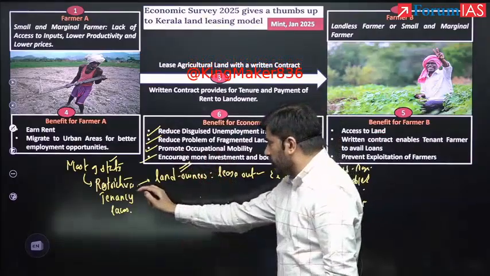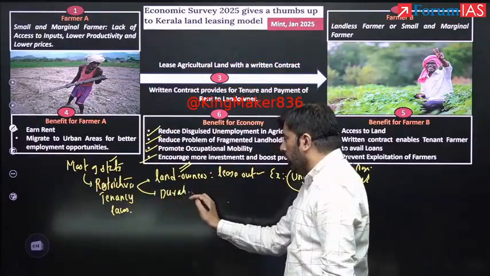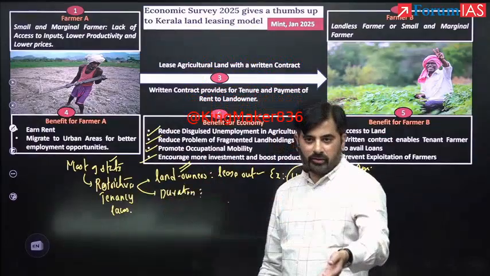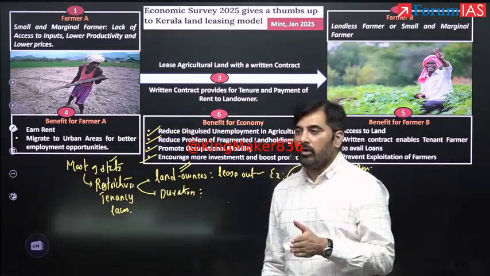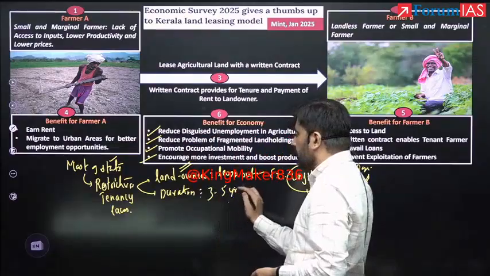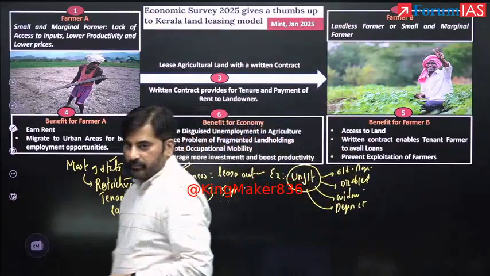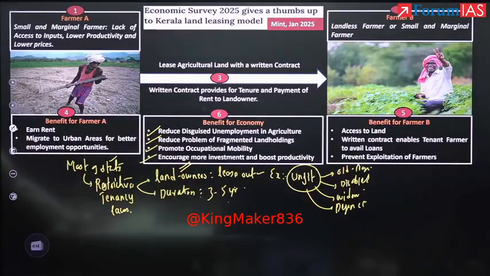Not just this restriction, there is a restriction on how long they can lease out. And usually this period is very small. Usually it might be of 3 to 5 years only. Did everyone understand?